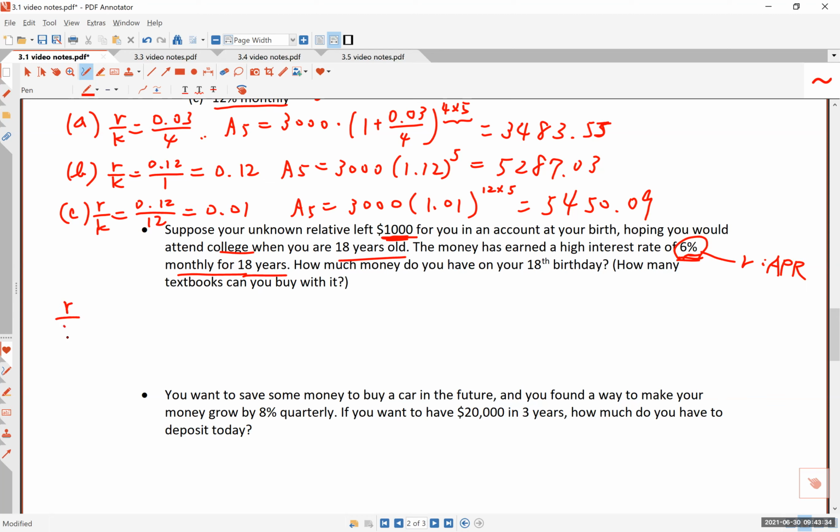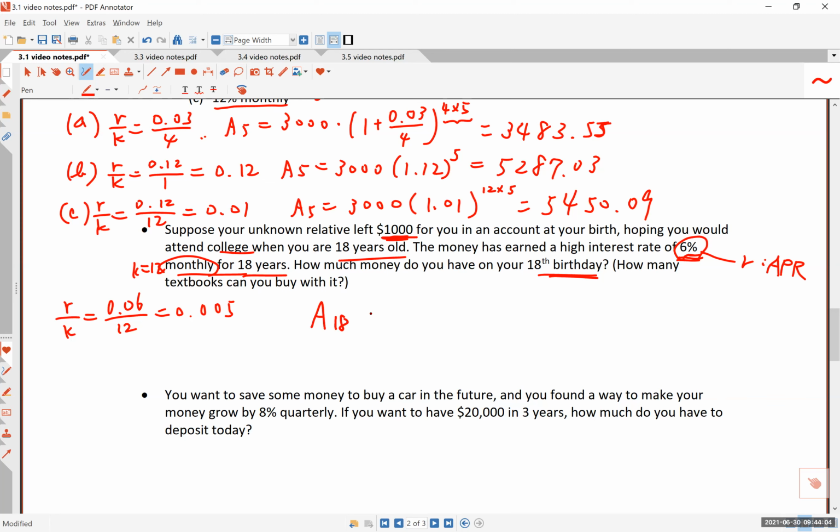Let's go ahead and do that. Because in this case, monthly, K is 12. So R divided by K is 0.06 divided by 12, and that's 0.005, otherwise known as 0.5% or half a percent every month. How much money would you have on your 18th birthday? At that point, you can use that money to buy some textbooks, unless you use an OER textbook for your class. All right, so let's find out.